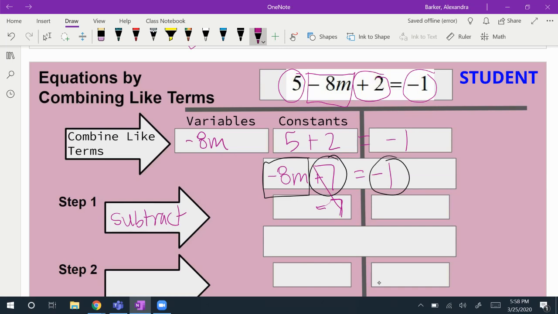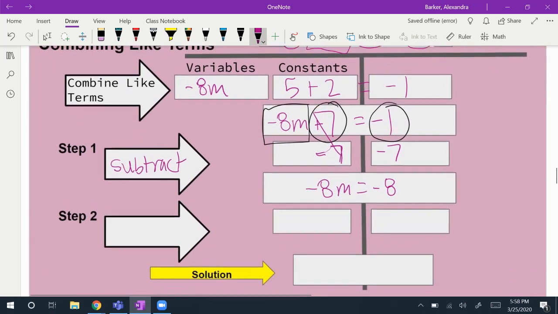Whatever I do to one side, I have to do to the other side. So I do negative 1 minus 7. I hope you put that in your calculator or that you were very careful when you did it because of those negatives, and you should have ended up with -8. So you're left with -8m equals -8.